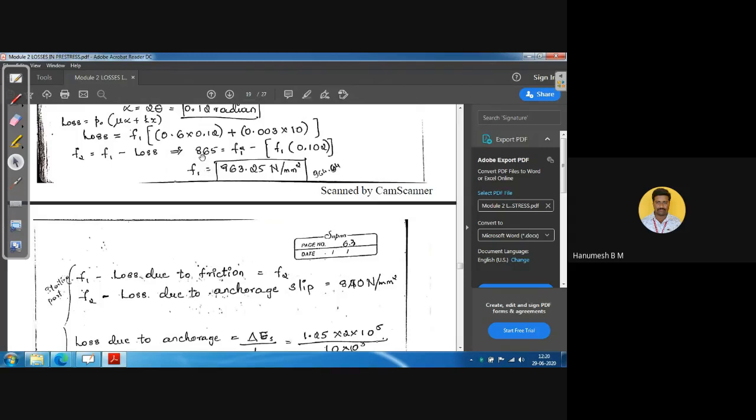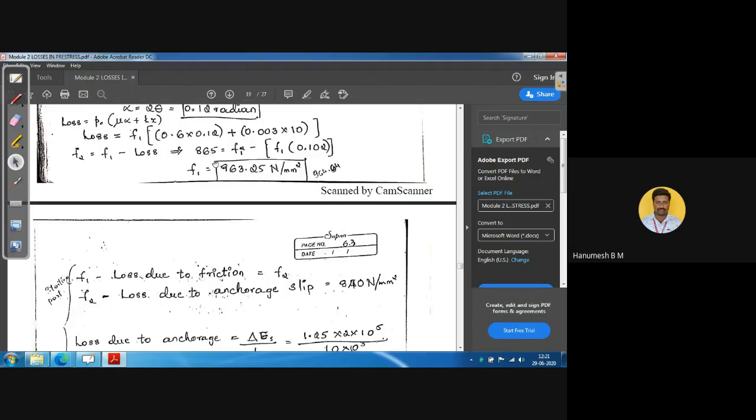Okay, F1 is equal to, on simplification of this equation, F2 is 865 here, F1 minus frictional losses. When we simplify this equation, F1 into 0.102 comes. If you again simplify, F1 will be equal to 963.25 Newton per mm square. Simplify this term, what does it become? It becomes 0.102. Frictional losses will be equal to 0.102 into F1.